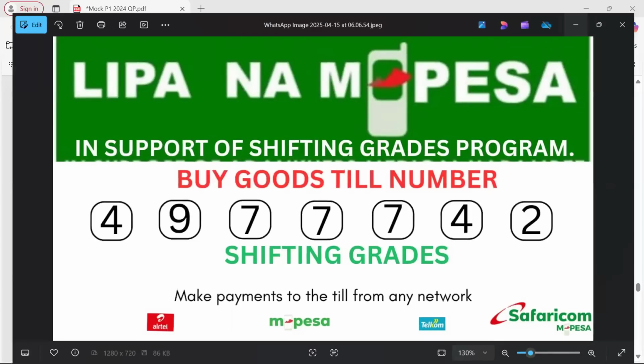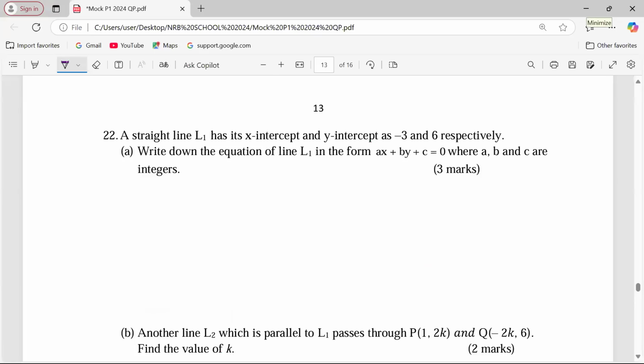Now, number 22, let's start the question. A straight line L1 has its x-intercept and y-intercept as -3 and 6, respectively. Look at part A of the question. Write down the equation of L1 in the form ax plus by plus c equals 0, where a, b, and c are integers, not constants, integers.